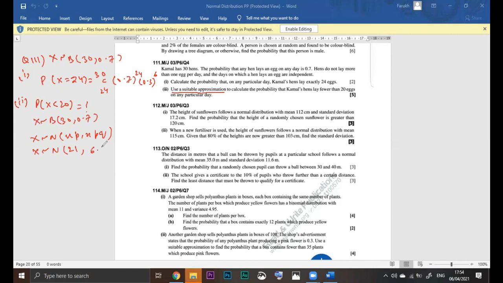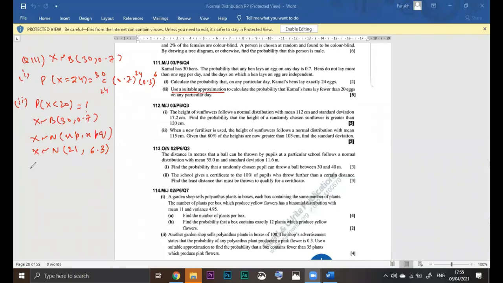which is 6.3. Now the probability of X less than 20. First of all, we will apply the continuity correction. This is the point you will miss while doing the question of approximation. You will forget to apply the continuity correction.